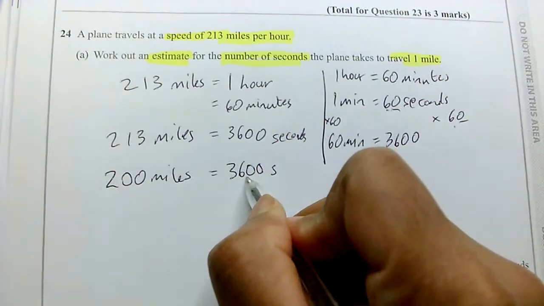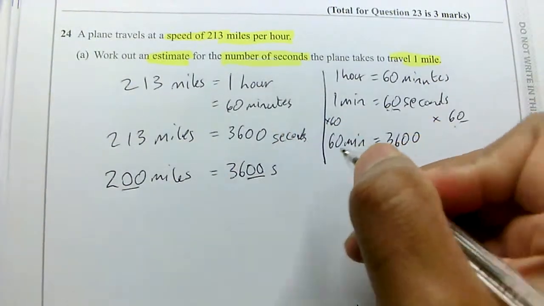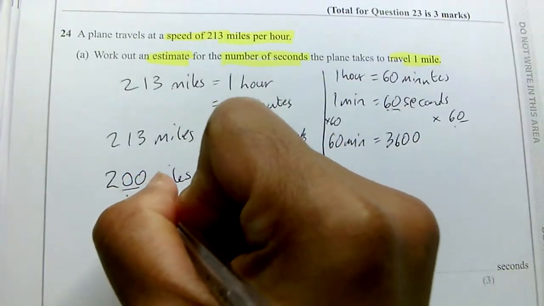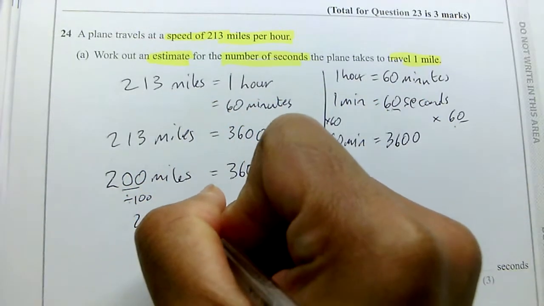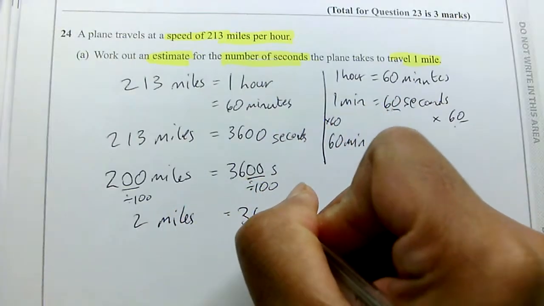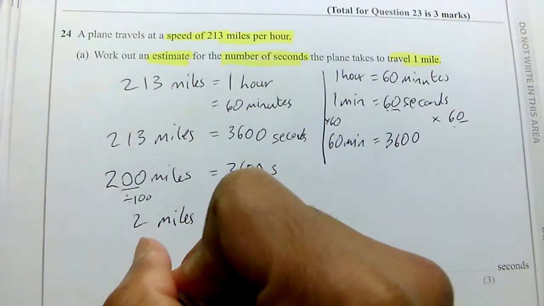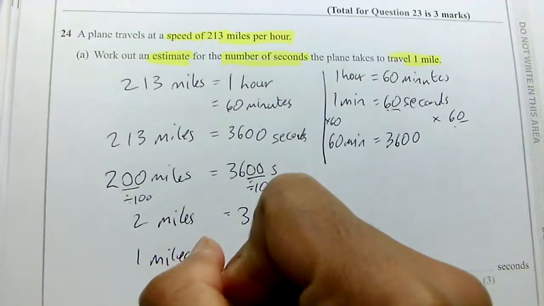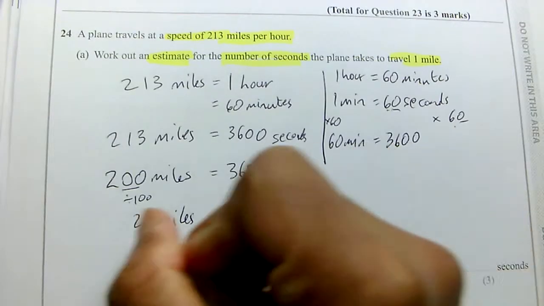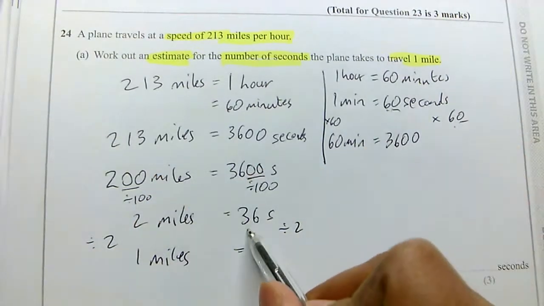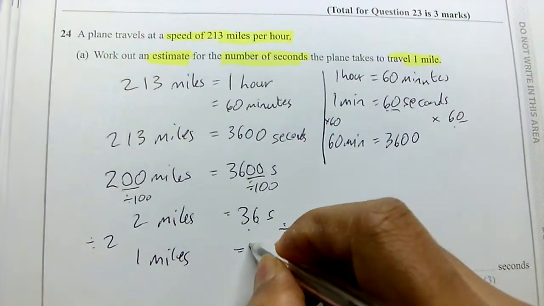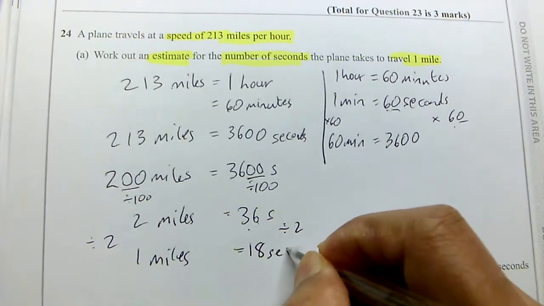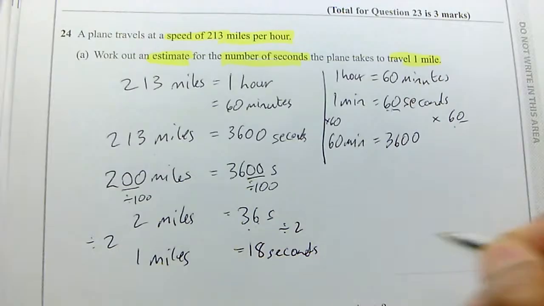Now I can remove the zeros, so I can divide by 100. So this is 2 miles in 36 seconds, which means 1 mile is going to be half of that, so divide by 2. Half of 30 is 15, half of 6 is 3, 3 plus 15 is 18. So 18 seconds is my answer.